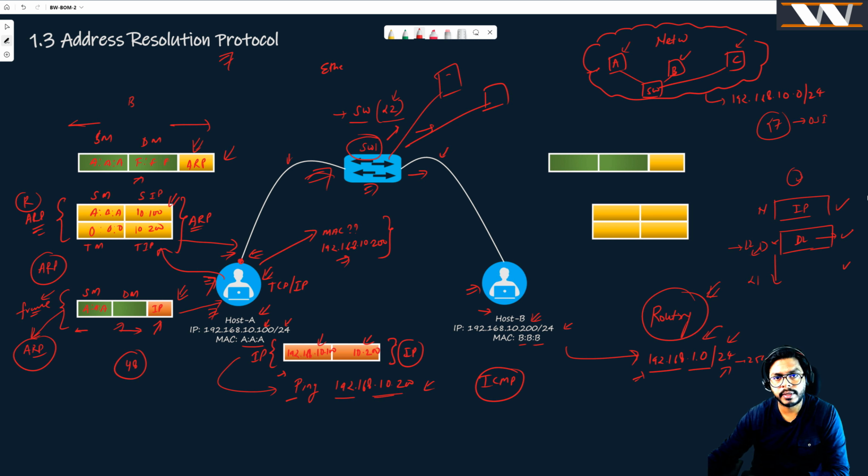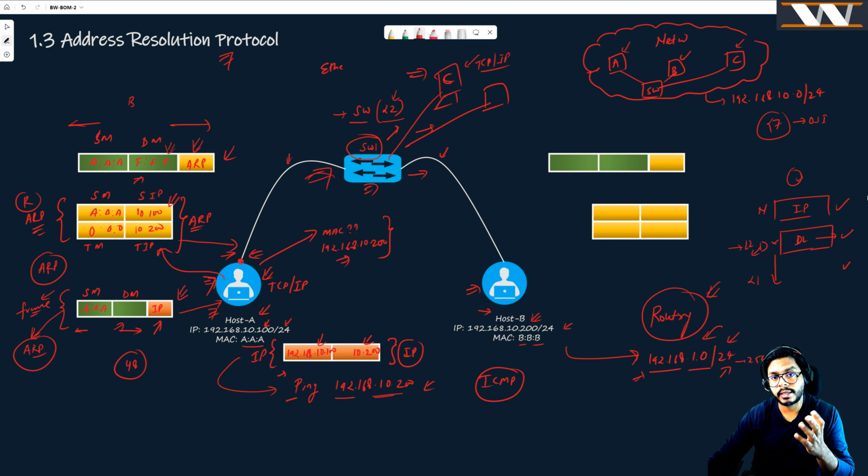Suppose this frame reached host C. It is every host, because it is running TCP/IP once again, right? Every host is programmed to check the content of a frame which has F:F:F as a destination MAC address. Every host is programmed to do that.